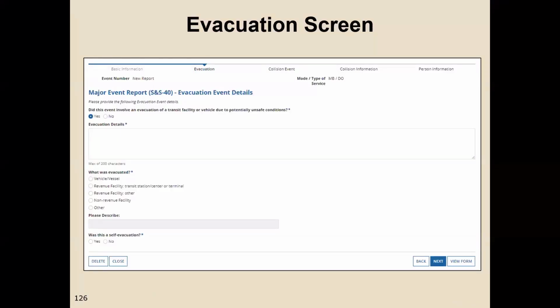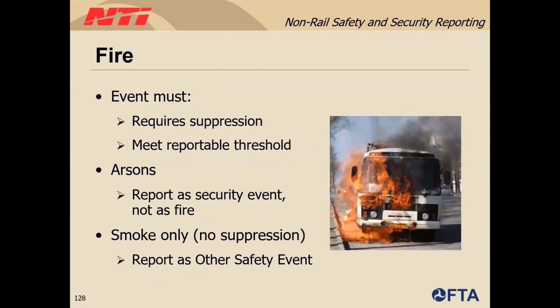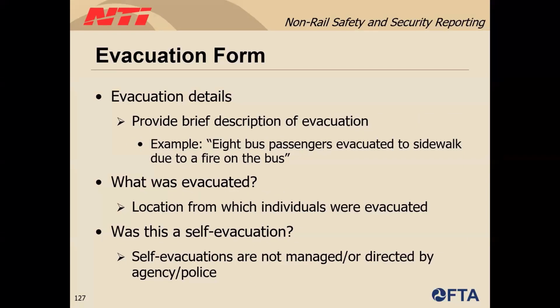This is a screenshot of the evacuation subform. In the evacuation details section, you include a brief description of the evacuation, including the cause. The "what was evacuated" question is used to indicate what actually was evacuated. One choice would be vehicle/vessel, which would mean the train. Do not report the location of the bus at the time. And the last question it asks is if this was a self-evacuation. For example, a self-evacuation is when passengers get off the transit vehicle without being told to depart.